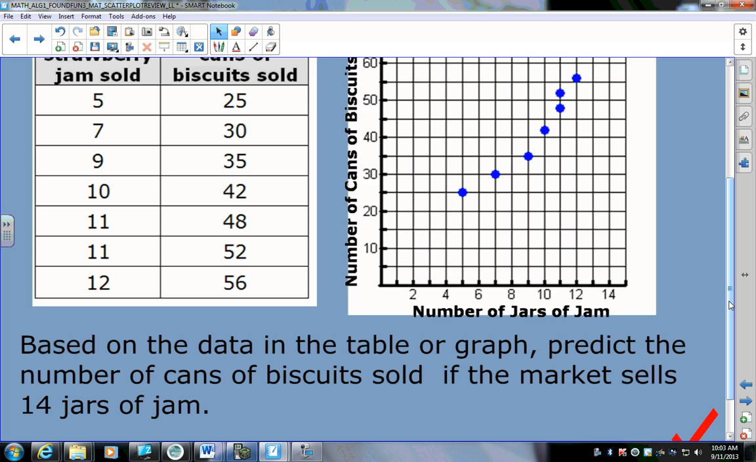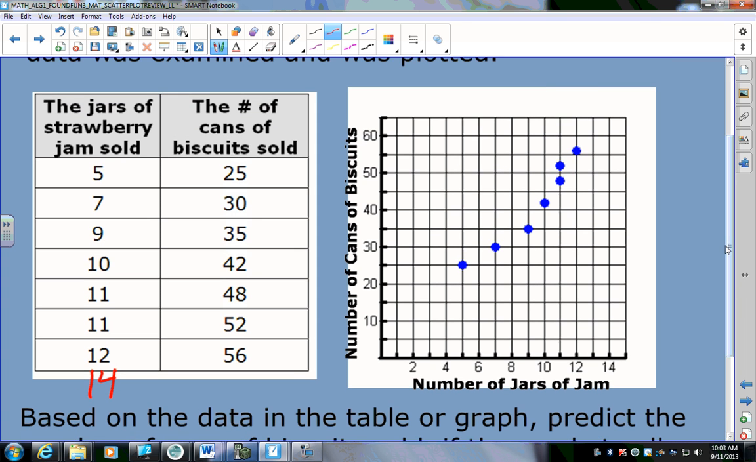Okay, the jars of jam is right here in this X column. So they want to know how much would be 14. Now, would the answer choice of 25 or 26 be acceptable? For 14, look at your data over here in the table. If I said 25 for 14, would that look like the trend? No. Before we can actually predict, you have to draw a trend line.